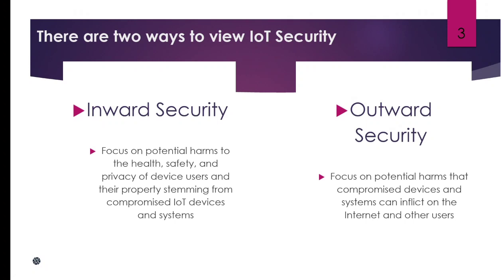There are two ways to view IoT security. The first one is inward security and the second one is outward security. Inward security focuses only on potential harms to the health, safety and privacy of device users and their property stemming from compromised IoT devices and systems. Outward security focuses only on potential harms that compromised devices and systems can inflict on the internet and other users.